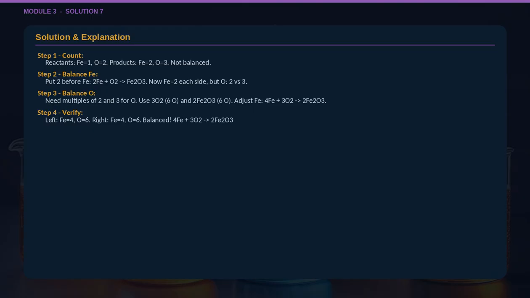First, balance iron by putting a 2 before iron on the left. Then for oxygen, we need 3 O2 to give 6 oxygen atoms, and 2 Fe2O3 also gives 6 oxygen atoms. Adjust iron to 4. Final balanced equation: 4 Fe plus 3 O2 yields 2 Fe2O3.